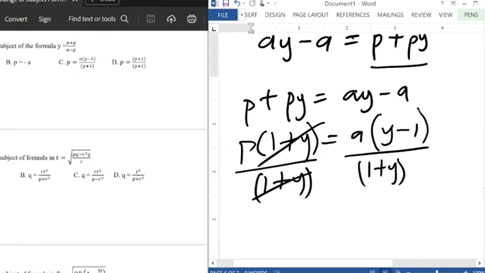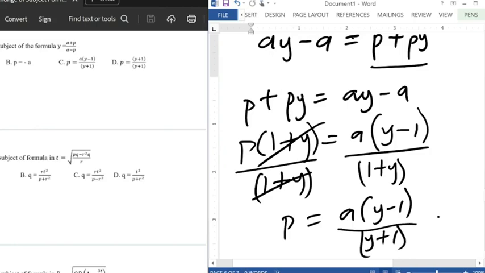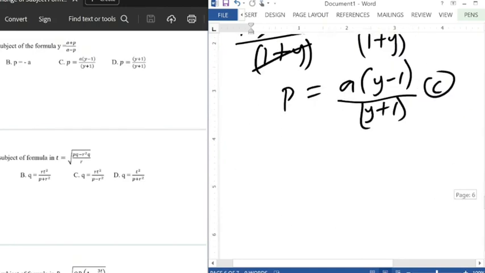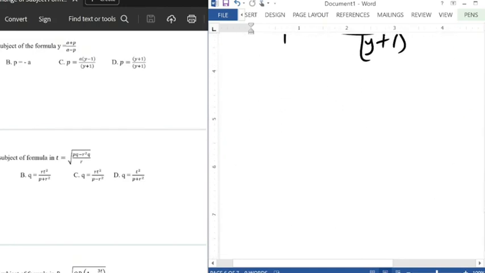So we look at option C, but the only difference we have here is the denominator, which is Y plus 1. So we can as well write this one the same way, still the same thing. That will be A into bracket Y minus 1 over bracket Y plus 1. So that is option C. So the next question is question number 8.